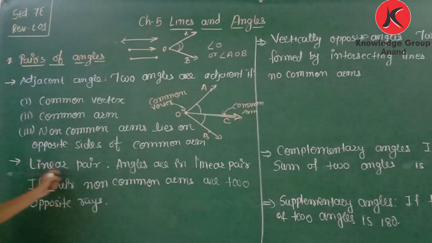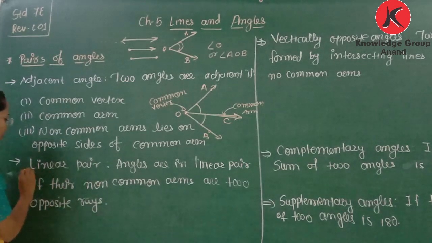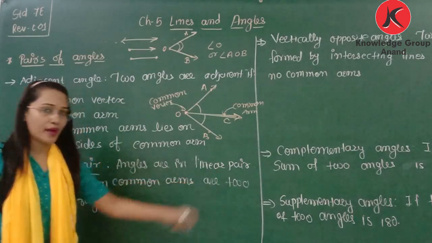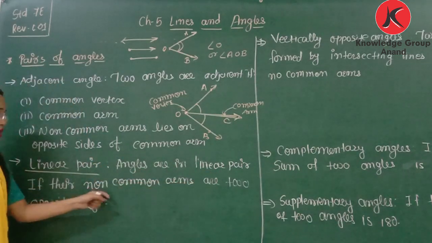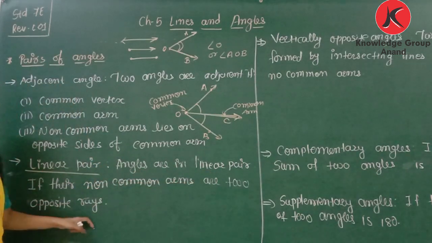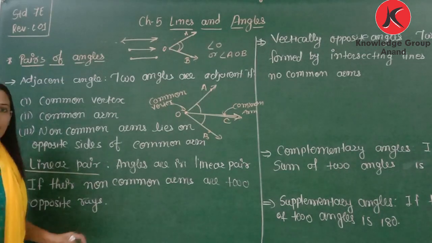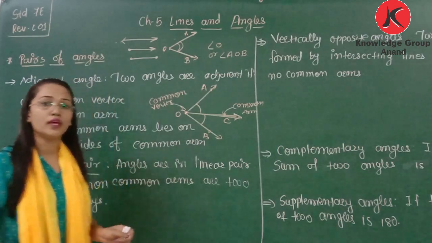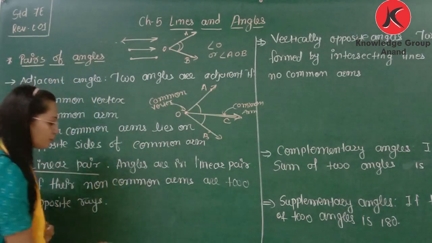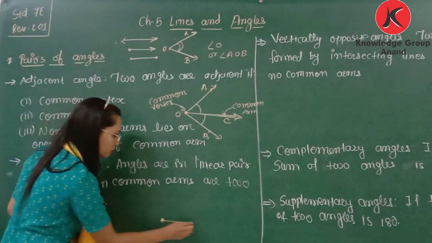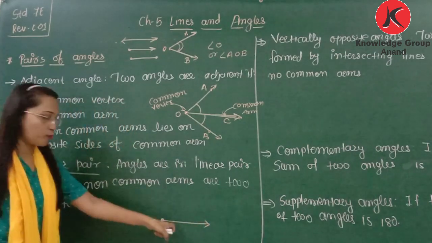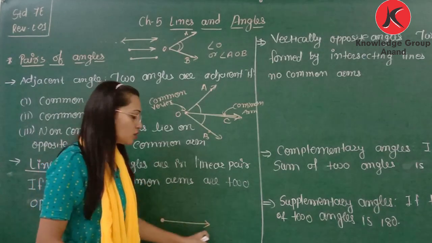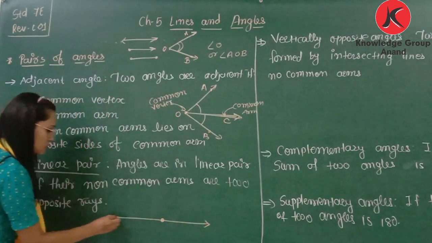Then linear pair. What is a linear pair? Angles are in a linear pair if their non-common arms are two opposite rays. Now what is an opposite ray? Opposite rays move in opposite directions. So if we draw one ray like this, moving in this direction, what is the opposite direction of this? It is on this side.